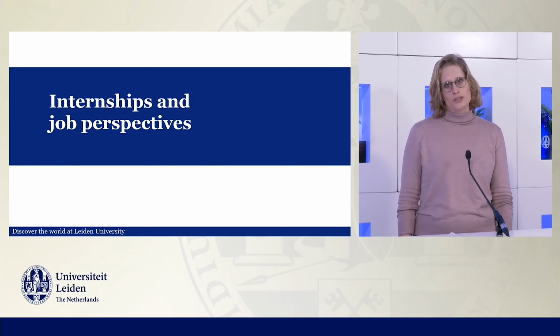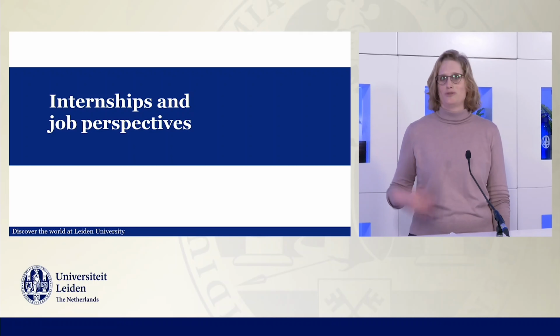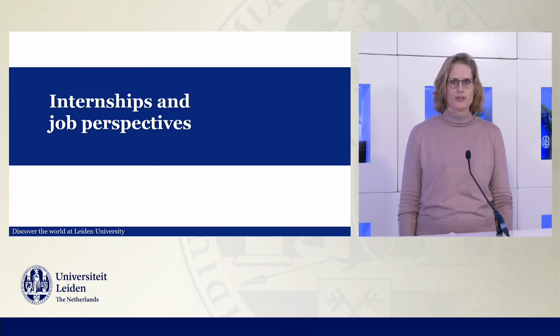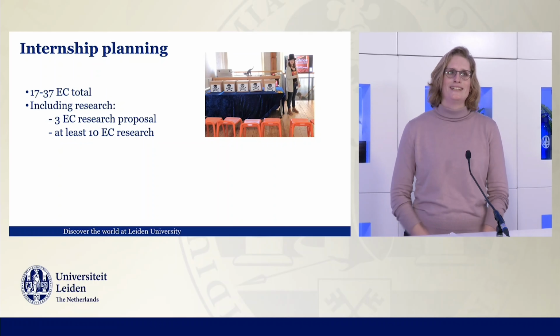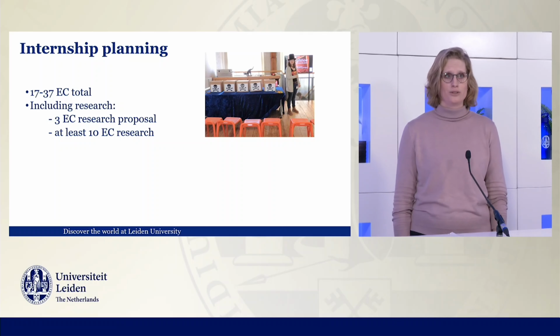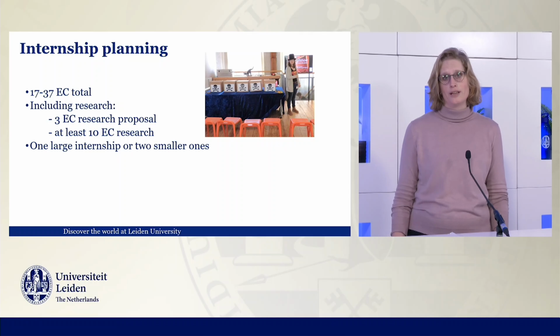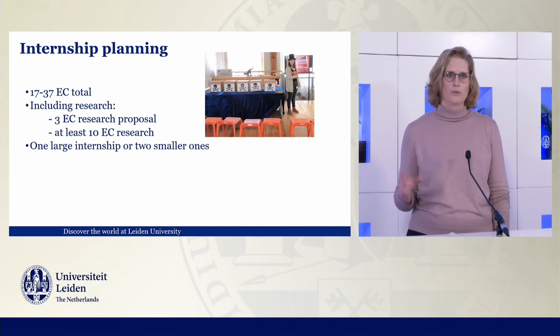So then after the courses, students are going to do internships. And after that, they will try to find jobs. And internships and jobs are usually in the same areas. So first for the internship planning, it's, like I said, 17 to 37 ECs, and it also includes research. So you have 3 ECs to write a research proposal, and then at least 10 to do a research study within your internship. You can include everything in one big internship, or you can split it up into 2 smaller ones, where one is the practical internship and one is the research internship.